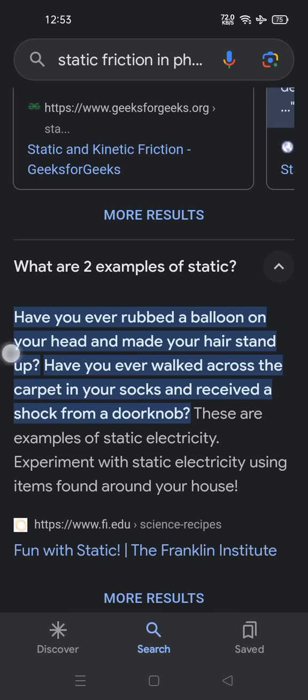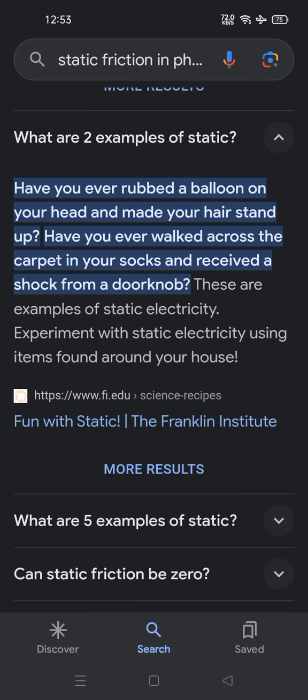Next is, what are the two examples of static? Have you ever rubbed a balloon on your head and made your hair stand up? Have you ever walked across the carpet in your socks and received a shock from a doorknob? These are examples of static electricity. Experiment with static electricity using items found around your house.